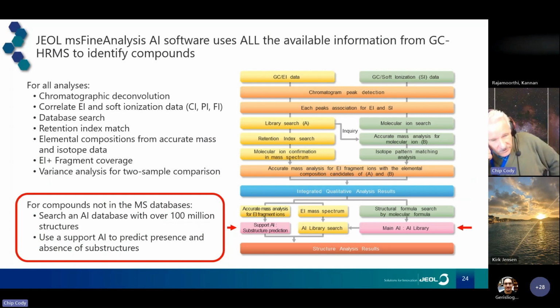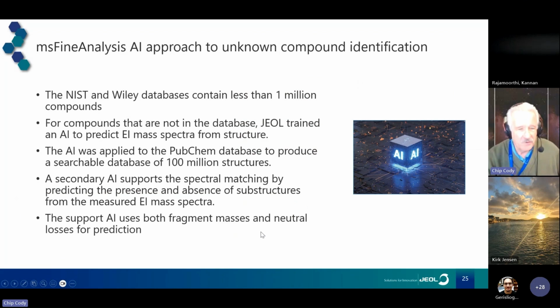So we applied this to the entire PubChem database of over 100 million structures. And to back this up, we also have a local support AI that predicts the presence and absence of substructures to help provide additional scoring for the predicted structures for things that aren't in the database. So this is essentially the same flowchart you saw a minute ago, but we've added another line down here where we have a huge over 100 million compound library to support and supplement the experimental libraries from NIST and Wiley, and then the substructure prediction program. So I'll show you examples here in a bit.